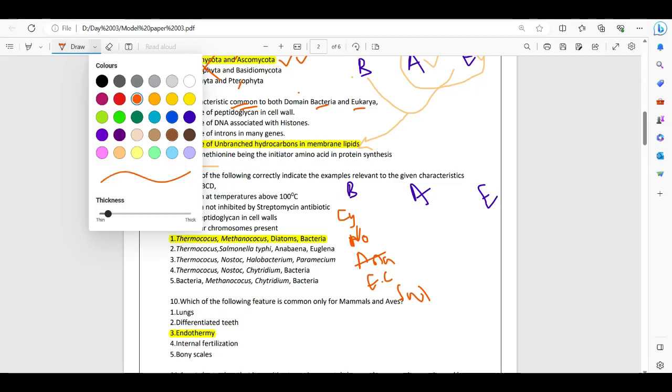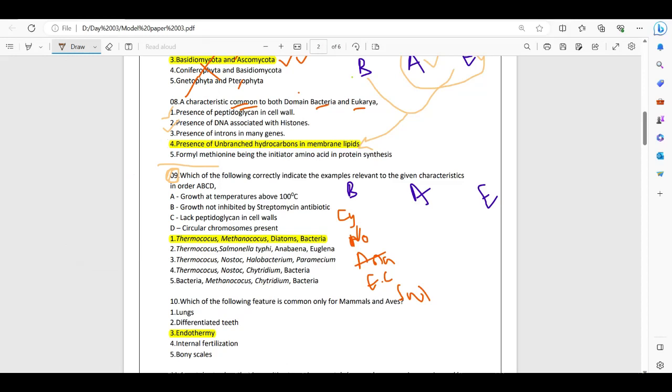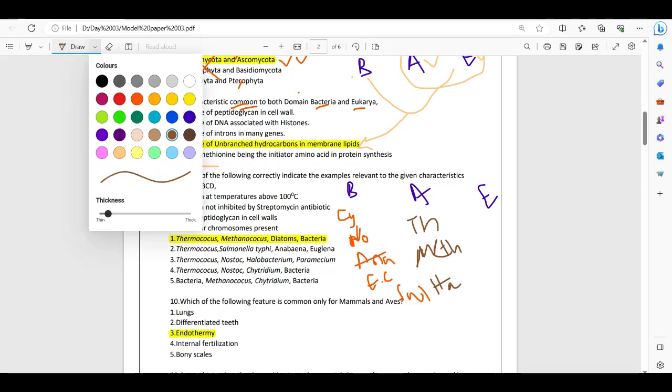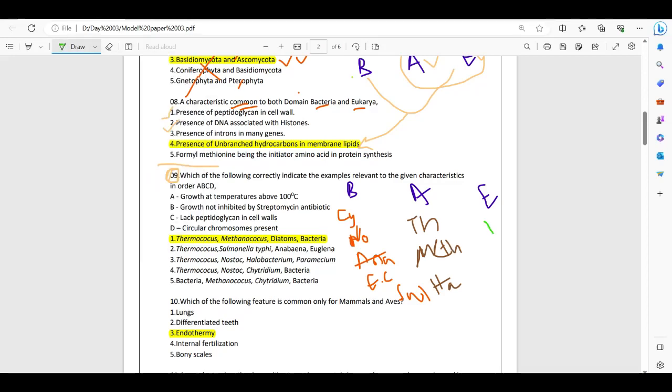So the next thing is domain archaea. There are 3 examples given as Methanococcus, Thermococcus and Halobacterium. And finally we have domain eukarya. We have the 4 kingdoms, kingdom Protista, Fungi, Plantae and Animalia. So that's easy. So first you have to identify the domain with regards to these particular organisms given here.